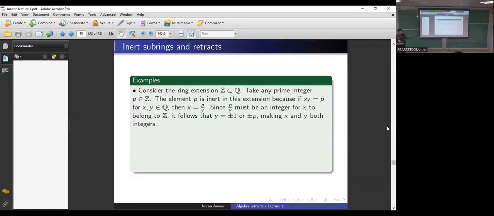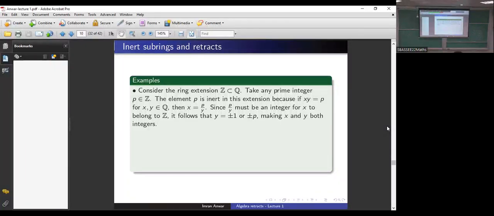Now consider the ring extension Z to Q and take any prime number P inside Z. Then the element P is inert in this extension, because if XY equals P, with XY inside Q, then X is P over Y, and since P over Y must be an integer for X to belong to Z, it follows that Y in the denominator should be either plus minus 1 or plus minus P, making X and Y both integers. I hope everything is clear.